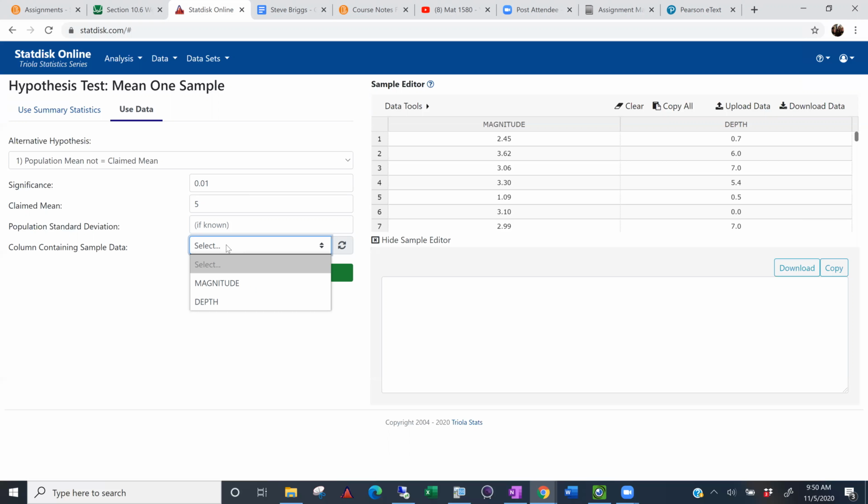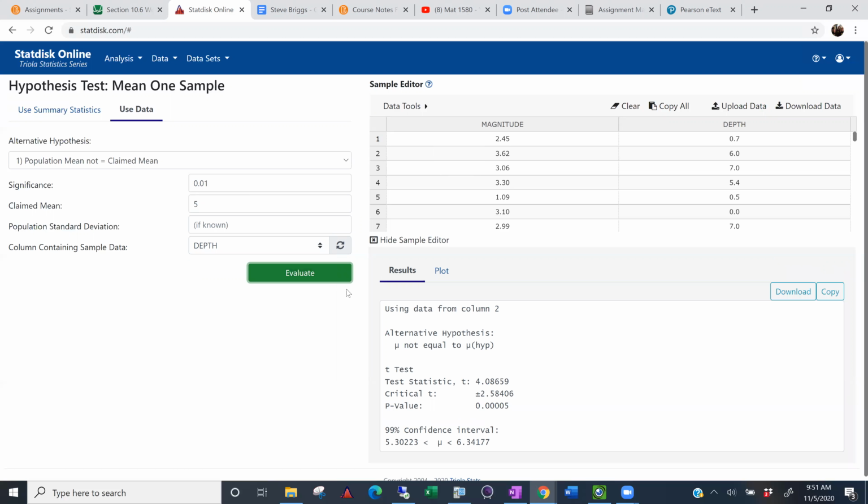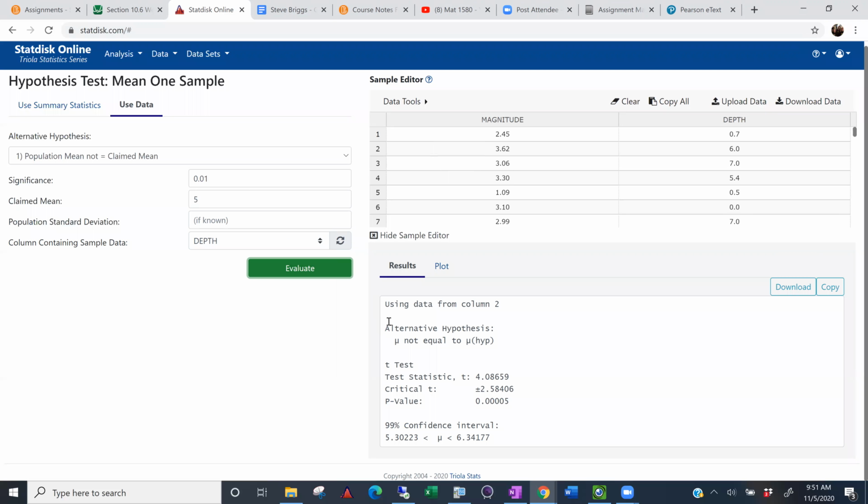Which column should I use, magnitude or depth? Magnitude. I think it's talking about earthquake depth. Yeah. Yeah, so choose that. Now, what am I looking for? We got all this nice output here. It gives me a t-statistic, gives me a critical t, gives me a confidence interval. What am I looking for? The p-value? Yeah, the p-value. What's our p-value after all that?